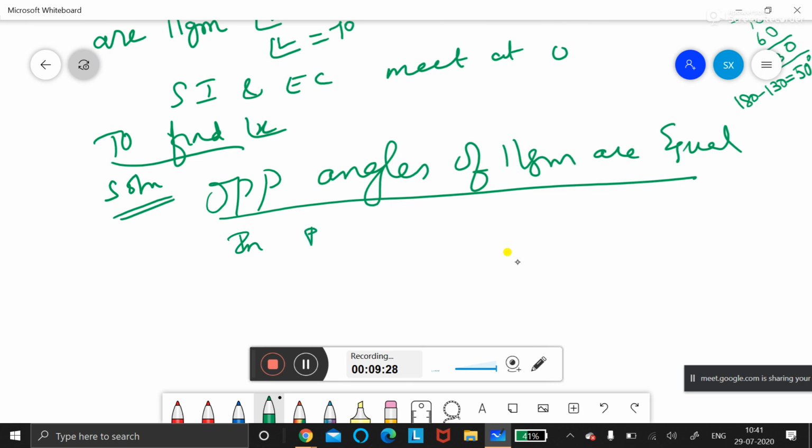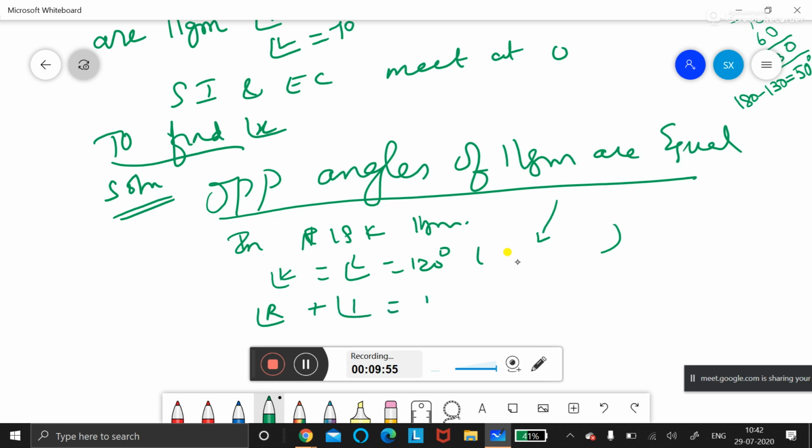In parallelogram RISK, what happened? Angle K is equal to angle I is equal to 120. You write because of this reason. Then angle R plus angle I is 180. Which property will be written here? Adjacent angles in a parallelogram are supplementary.